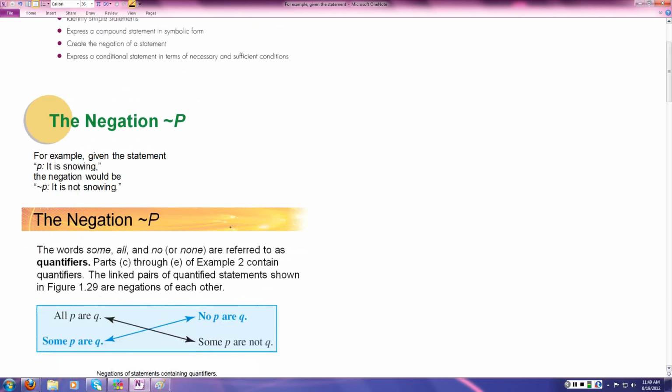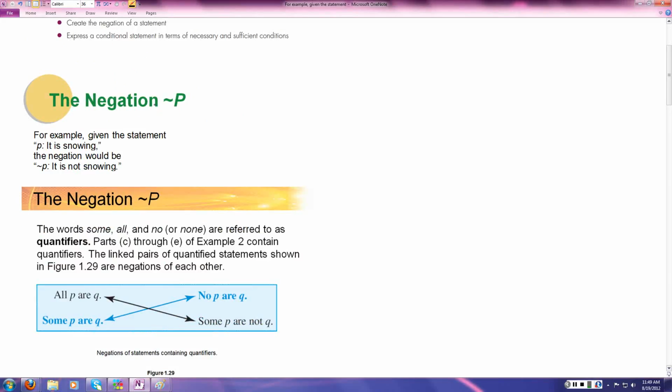So the negation of a statement is simply denoted as this tilde in front of the statement. So we'll let the statement be P, it is snowing. The negation of that would be tilde P, and that would be written out as it is not snowing. So P is defined as it's snowing, tilde P would be defined as it is not snowing. So negation is pretty straightforward.